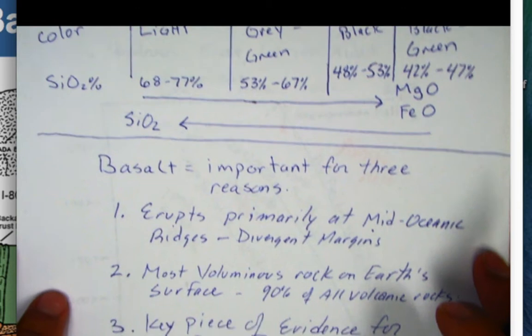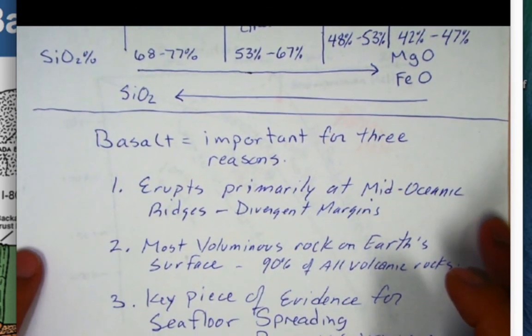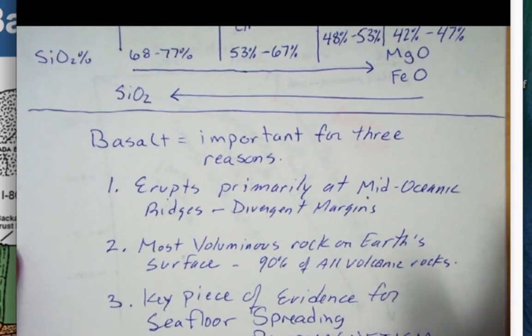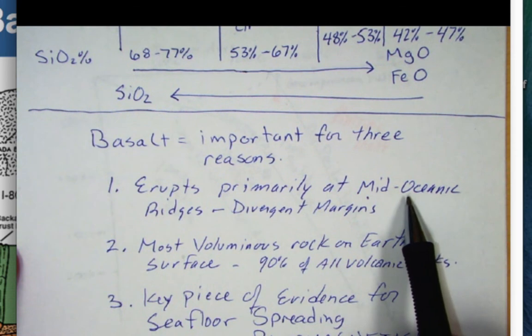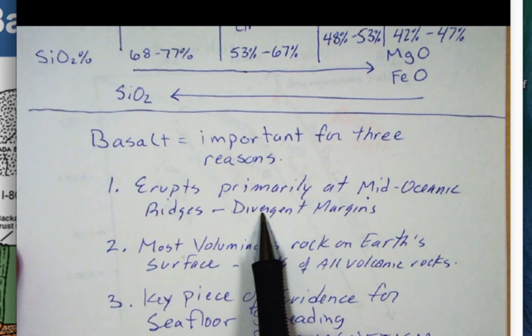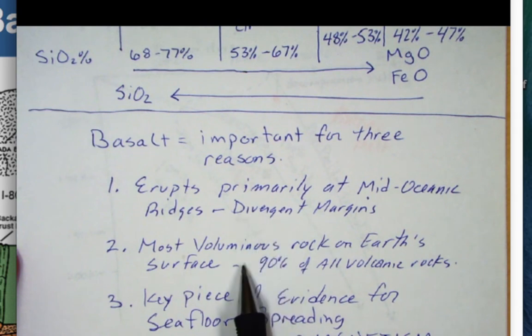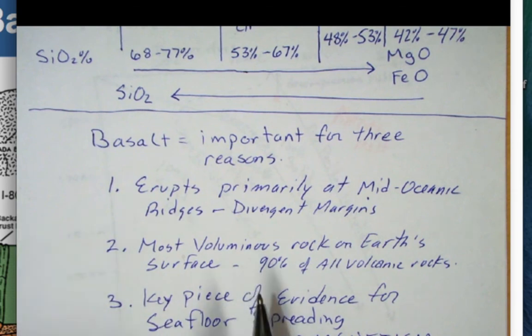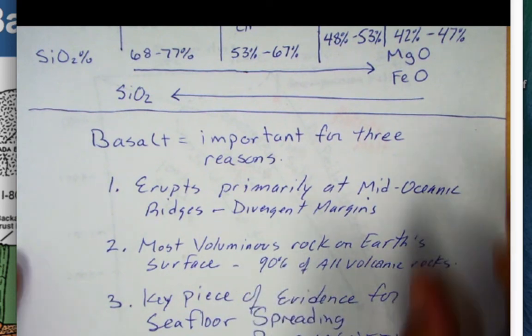I always have a question about basalt. It's important for three reasons. The first one, it's found at mid-oceanic ridges, seafloor spreading. We talked about that already. And because it erupts at mid-oceanic ridges, it's the most voluminous rock on Earth's surface. 90% of all volcanic rock erupted is basalt, and primarily it's coming out of mid-oceanic ridges. And the seafloor covers most of our planet. About 70.8% of Earth is ocean floor. There you go, most abundant rock on planet Earth.